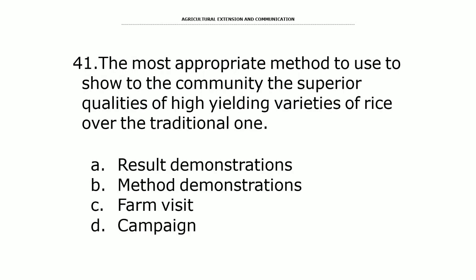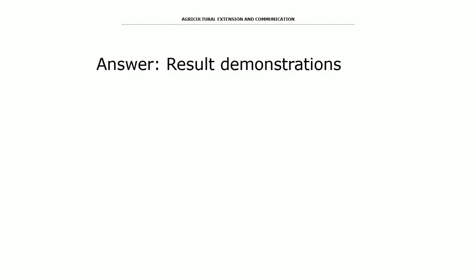Number 41. The most appropriate method to use to show to the community the superior qualities of high-yielding varieties of rice over the traditional one. A. Result demonstrations. B. Method demonstrations. C. Farm visit. Or D. Campaign. The answer is result demonstrations.